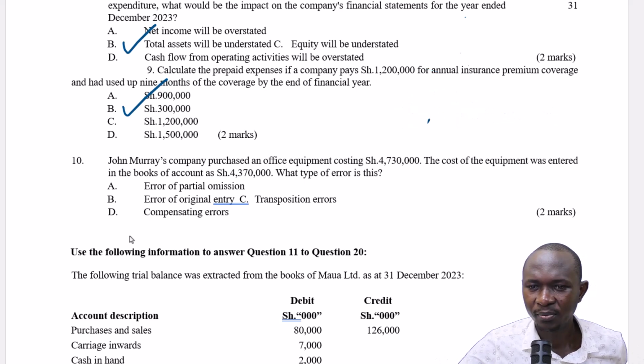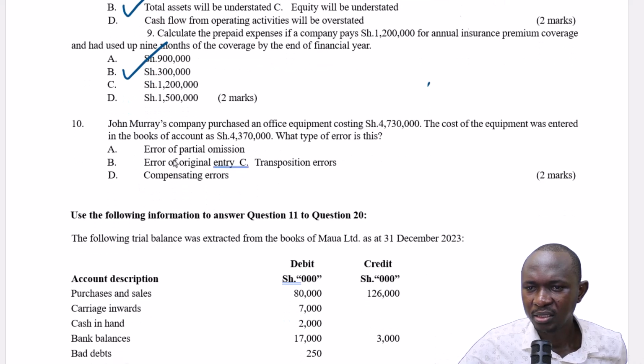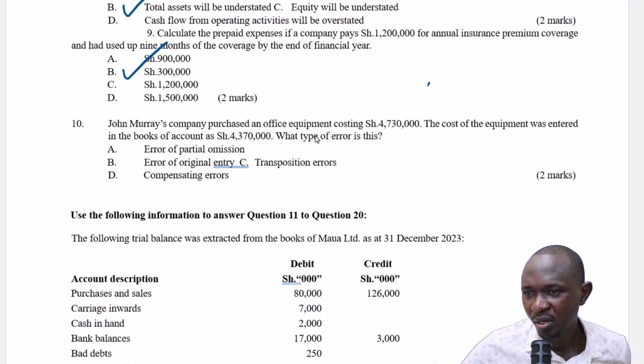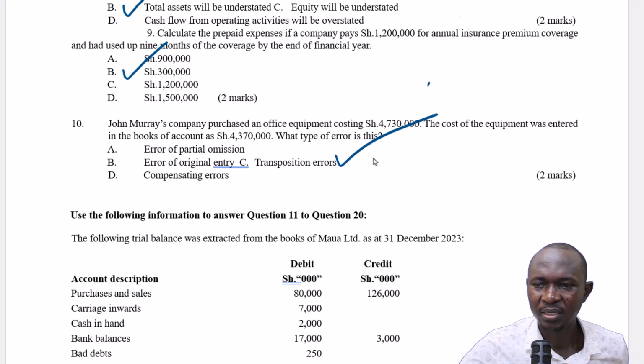The next item. John Murray's company purchased an office equipment costing $47.30. The cost of the equipment was entered in the books of account as $43.70. This is error of transposition, what we are talking about up there. What type of error is this? Yeah, we are done. It's a transposition error. So the answer is C.